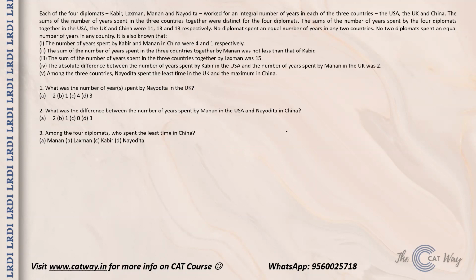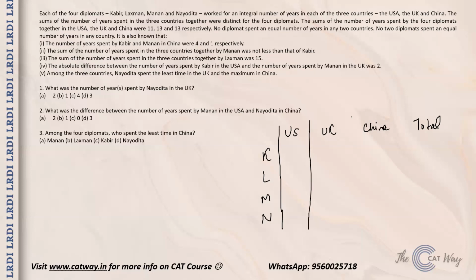So what you have is the country. What is in country? US, UK and China, and then you have the total column, and you have four diplomats. The first one is Kabir, second is Lakshman, third is Manan, and fourth is Nayodita. Let's make our table.